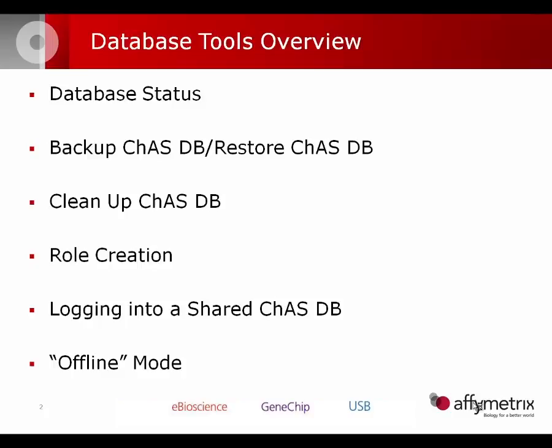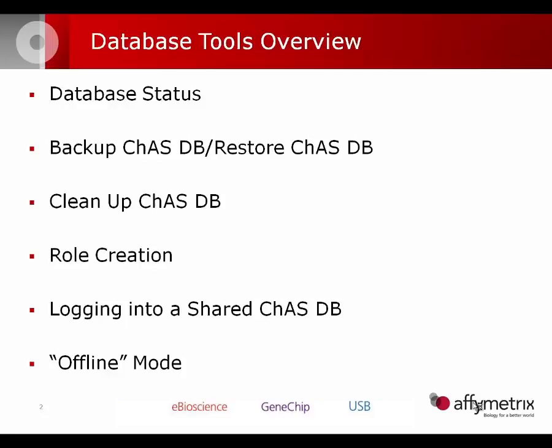And we'll talk a little bit about role creation. There are 3 different roles that are available when interacting with the ChAS database, and we'll talk about those 3 different roles and the levels of access. We'll see how to log in to a shared ChAS database, as well as work in what we'll call offline or airplane mode. So in offline mode, if I'm going to be offline from a shared ChAS DB, how I can do a backup and restore to my local laptop so that I can access all those resources in the shared ChAS DB while I am offline and unable to connect to it.